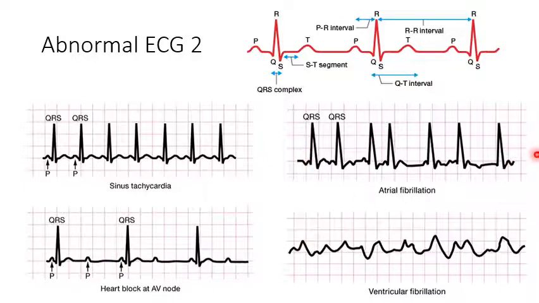Here you have atrial fibrillation. You can see the QRS complex, but other than that, it's just kind of a random pattern. Well, not a pattern, I guess, if it's random, apart from the QRS complex. And then at the bottom, you have the ventricular fibrillation, where you don't even have a QRS complex, you just have nothing. You have a random squiggly line.